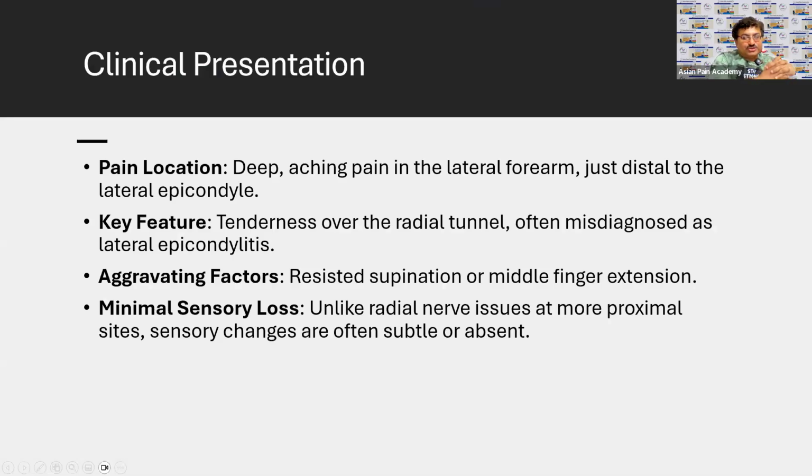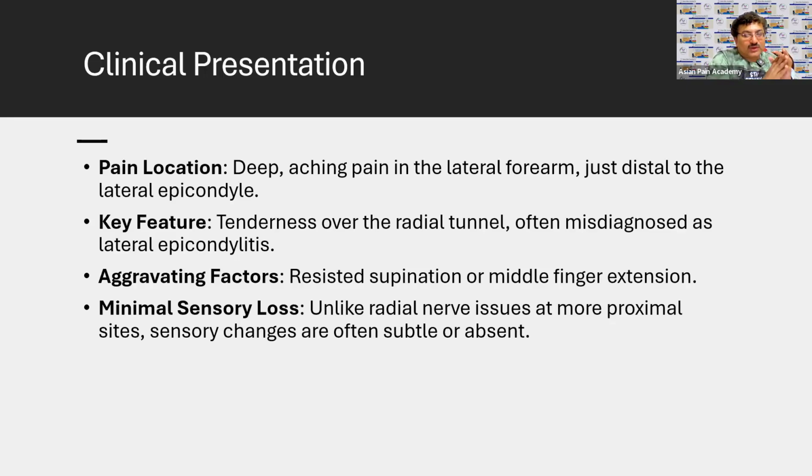Now, the clinical presentation is usually associated with deep aching pain in the lateral forearm, just distal to the lateral epicondyle. One important feature is the tenderness over the radial tunnel, often misdiagnosed as lateral epicondylitis, and the nature of the pain is also something you should consider. Though in chronic lateral epicondylitis it can sometimes get a neuropathic or mixed character, in purely radial tunnel syndrome it is mainly neuropathic pain rather than nociceptive pain. Aggravating factors include resisted supination or resisted middle finger extension, because this puts more pressure over the supinator and can increase the compression over the nerve.